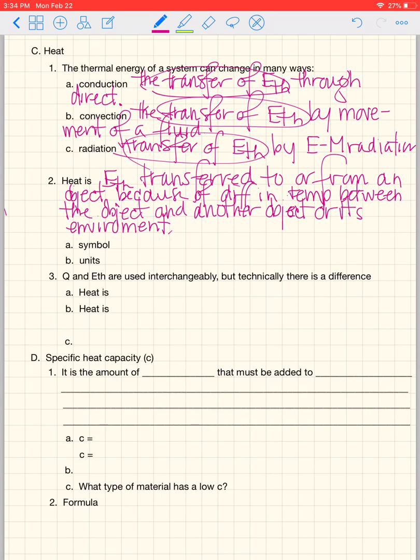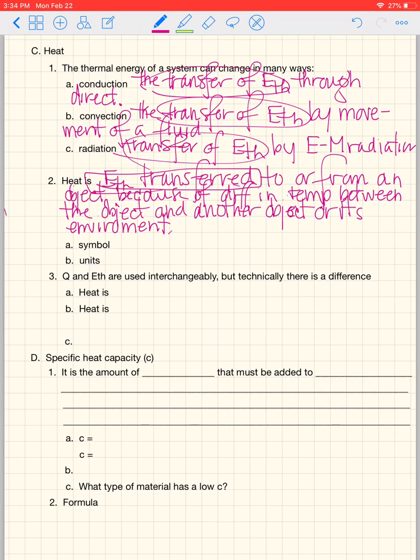And it's all about a difference in temperature. It's always going to flow from a higher temperature to a lower temperature. It's going to transfer the thermal energy into the colder object. So whatever is the colder object receives the thermal energy, the warmer object gives the thermal energy. So the whole thing here is it is the transfer of thermal energy. That is basically the definition of heat. Transfer of thermal energy, and it's always going to go from hot to cold.